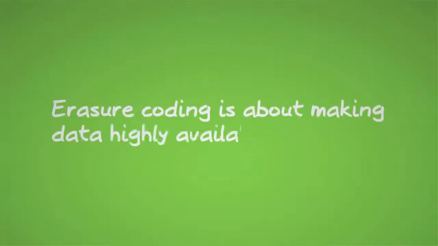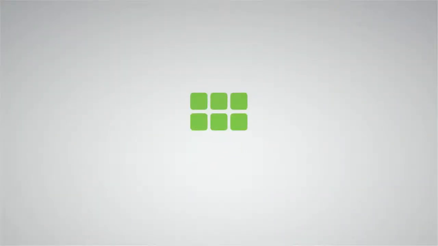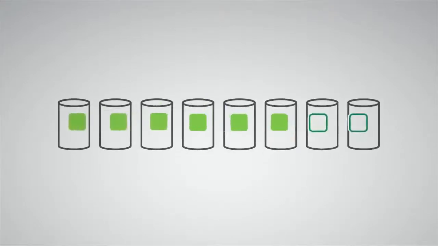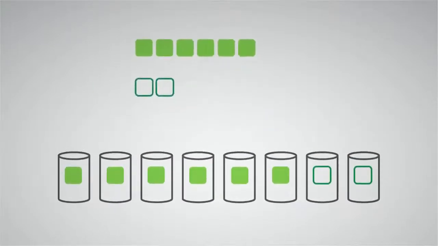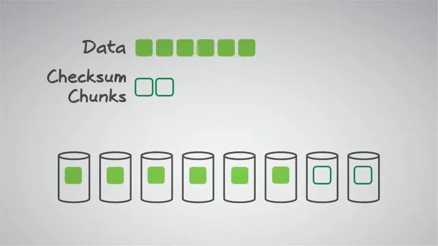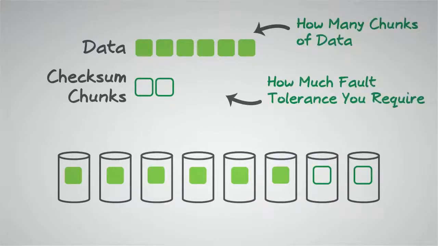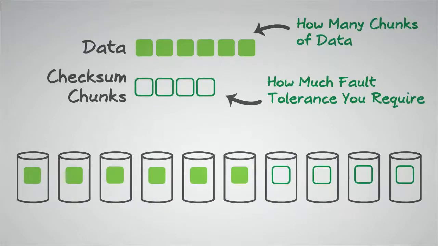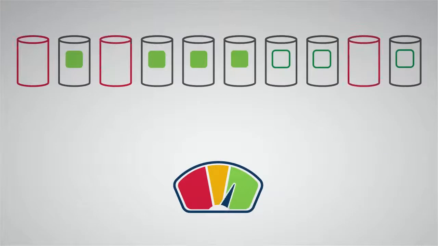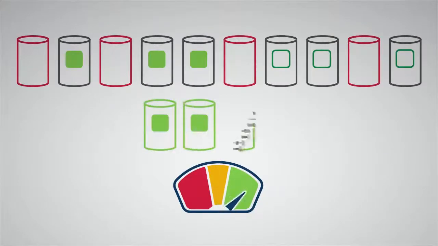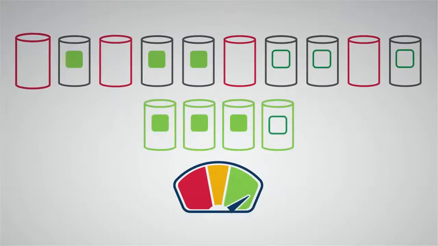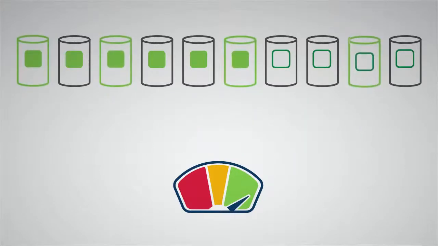Erasure coding is all about making data highly available. In simple terms, it breaks data into a configurable number of chunks, computes an arbitrary number of additional checksum chunks, and distributes those chunks across a set of different storage systems. By choosing the ratio of data to checksum chunks, you can choose the additional capacity you need for the level of data protection you desire. In the event of failure, the system can reconstruct the missing copies, keep your data available, and return the system to a fully redundant mode.